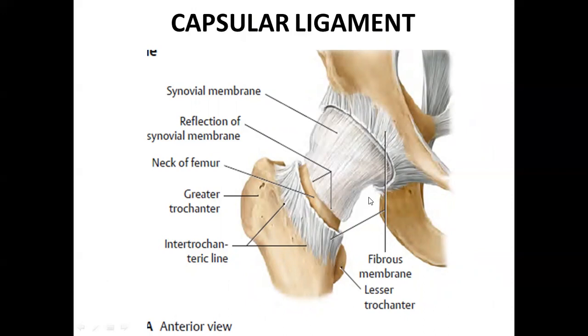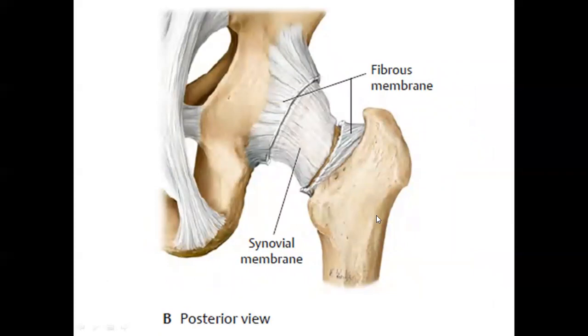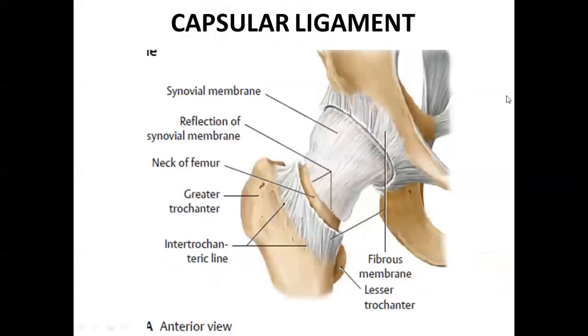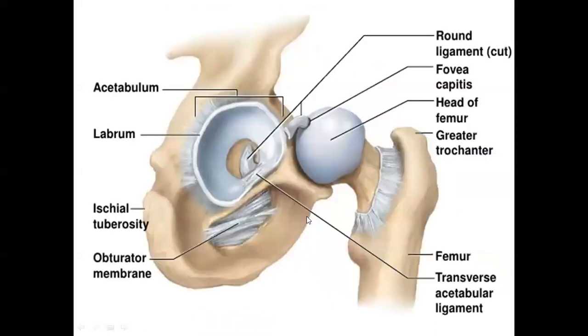is weak. One more thing: when we look at the capsule, two types of fibers are seen, inner fibers and outer fibers. The inner fibers are circularly arranged around the neck of the femur and they form the zona orbicularis, due to which there is an hourglass constriction around the neck of the femur. Whereas, if we see here, some of the fibers from the intertrochanteric line pass deep to the synovial membrane, and these fibers are known as the retinacular fibers.